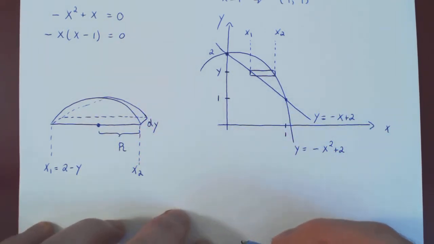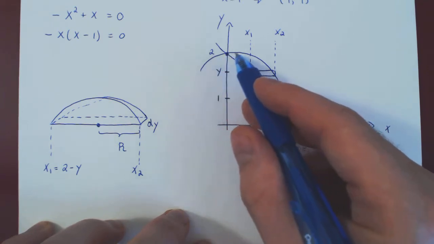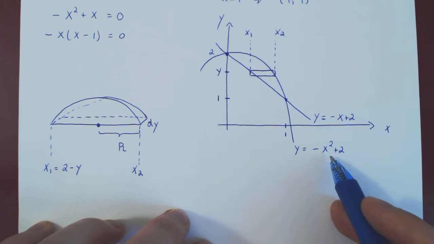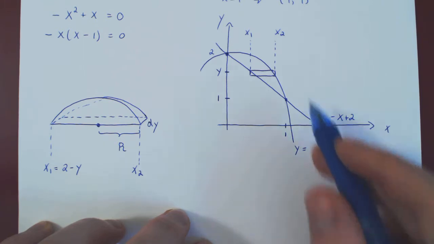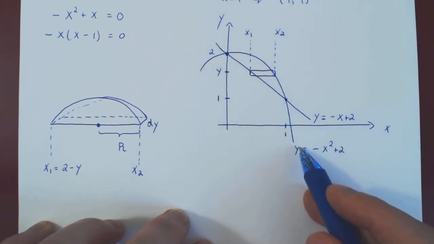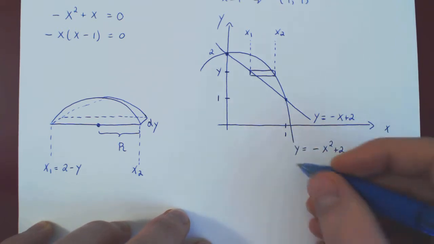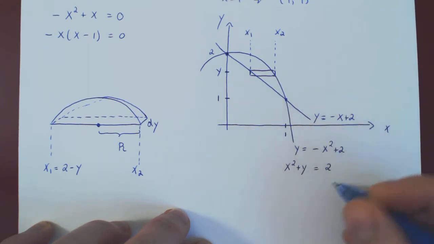Now we need the larger x value, x2. This one's a bit more interesting. If you think here we are on this curve, the quadratic, where y is negative x squared plus 2. Now we want to solve for x as a function of y. So send x squared on this side, and you get x squared plus y equals 2.